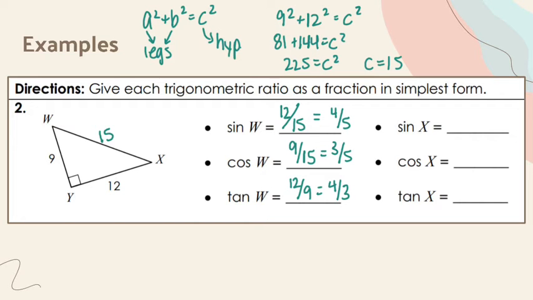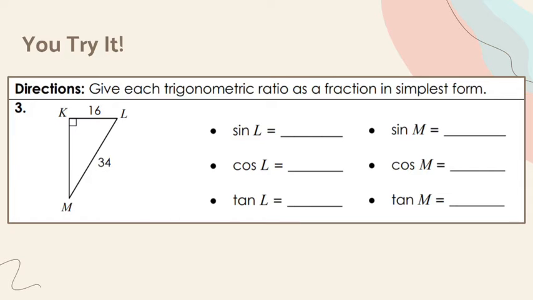Then we're going to look at the x angle. So sine of x is opposite over hypotenuse, so we're going to get 9 over 15, which reduces to 3/5. Cosine of x is adjacent over hypotenuse, so that's 12 over 15, which reduces to 4/5. Then tangent of x is opposite over adjacent, so we're going to get 9 over 12, which equals 3/4.